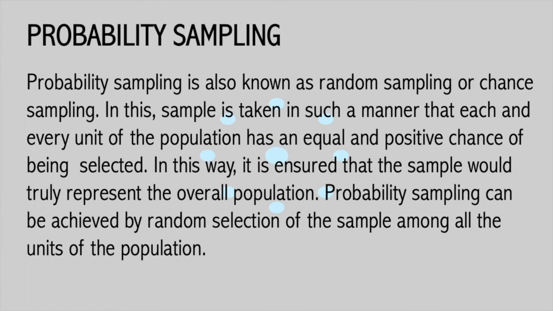Probability sampling. Probability sampling is also known as random sampling. In this, the sample is taken in such a manner that each and every unit of the population has an equal and positive chance of being selected. In this way, it is ensured that the sample would truly represent the overall population. Probability sampling can be achieved by a random selection of the sample among all the units of the population.